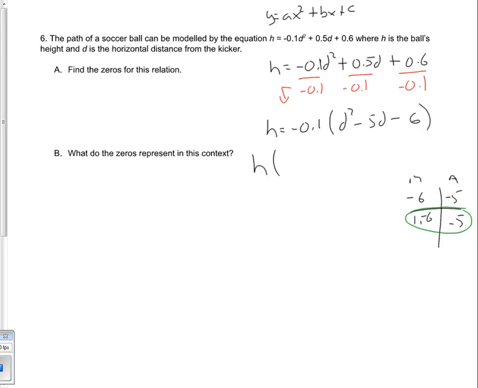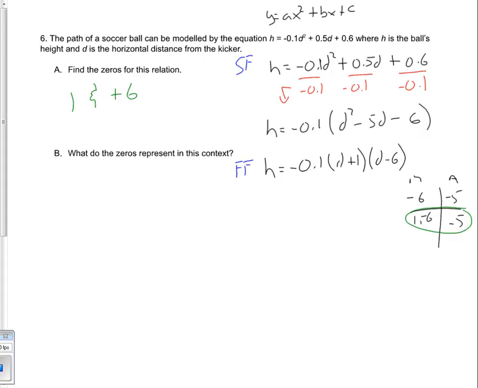So in factored form, h is going to equal negative 0.1 times d plus 1 and d minus 6. So we've gone from standard form down into factored form. Okay, and based on the factored form of the equation, we can figure out our zeros. And so our zeros are actually negative 1 and positive 6.